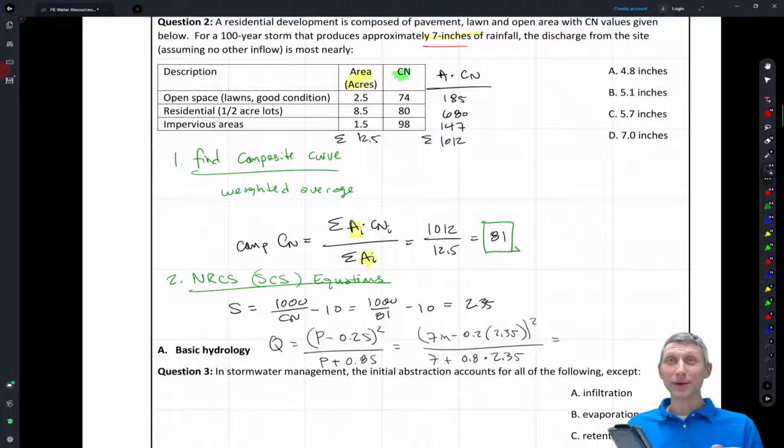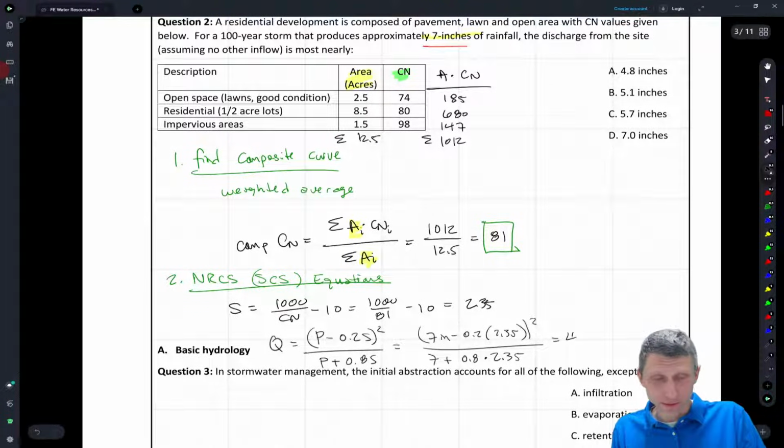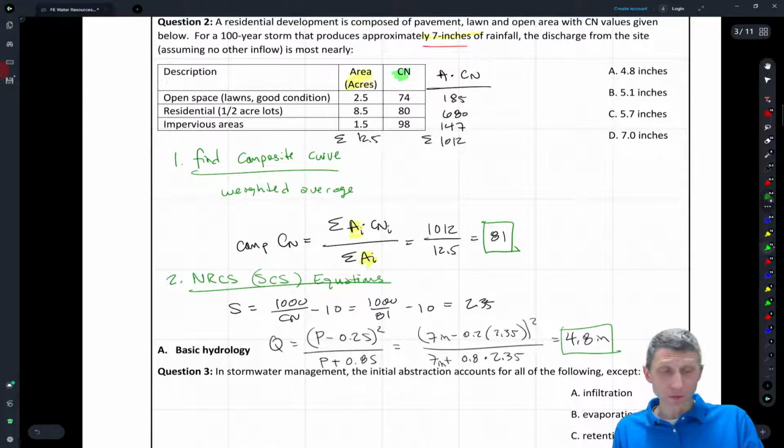So this is good calculator practice, if nothing else. I'd suggest you work through these, or pause this and take a look at if you can put this into your calculator quickly and efficiently, because that's going to be something you're going to have to do on the exam and get right. So when I put that in, I get like 4.8. So 4.8 inches. And again, our units work out where we have inches, and we end up with 4.8 inches of runoff from this site.